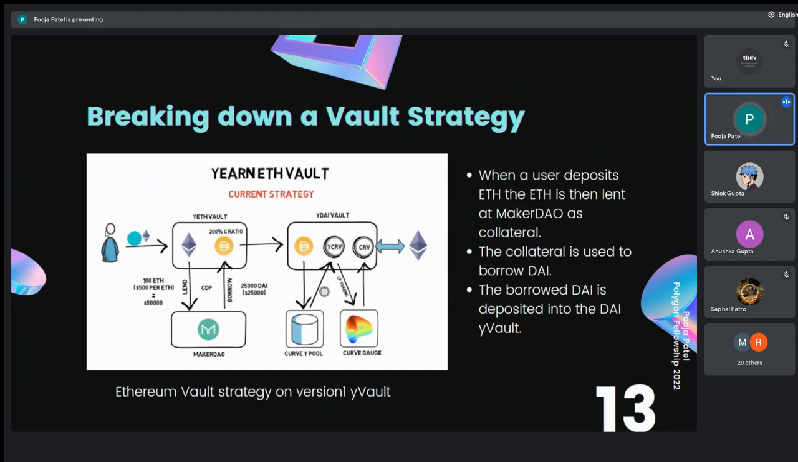So this is basically a vault strategy known as the Yearn ETH vault. When the user deposits, the ETH is lent to MakerDAO as collateral, and the collateral is used to borrow DAI. The borrowed DAI is further deposited into the DAI vault, and more interest is generated. So it is basically a group of strategies as to how the vault functions.